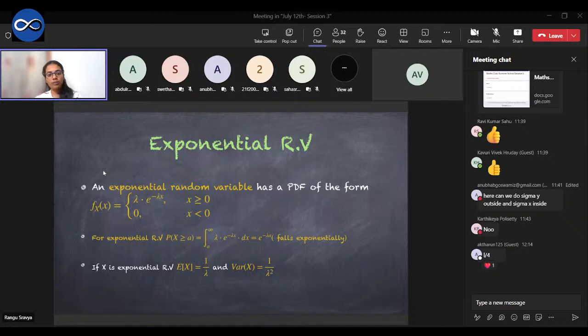For an exponential random variable, the probability that x is greater than or equal to a is the integral from a to infinity of lambda e power minus lambda x dx, which is e power minus lambda a. So the probability that x is greater than or equal to a for an exponential random variable falls exponentially. Again, the mean is 1 by lambda for an exponential random variable, and the variance is 1 by lambda square. You can find them easily.